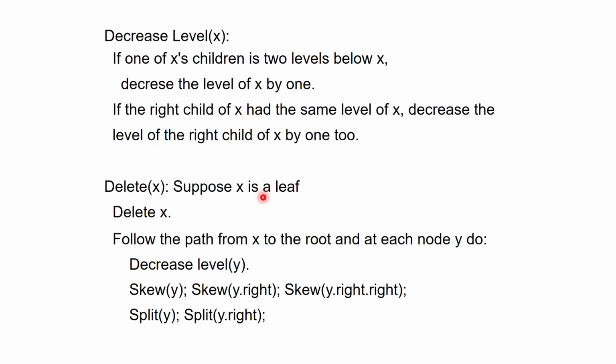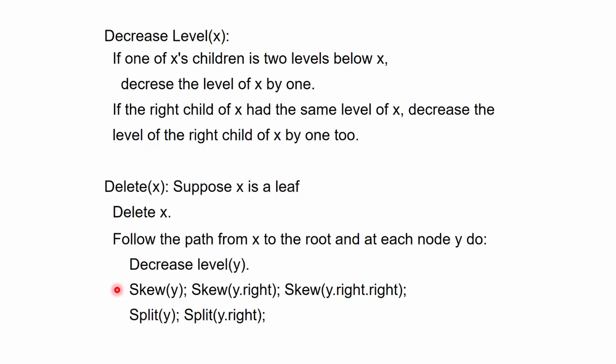There is a generic trick that you can apply to any tree to go from a leaf to any node. So let's just assume that x is a leaf now. First you're going to delete x. You're just going to remove that node, and then you're going to follow the path from x to the root, and at each node that you encounter, you're going to call a bunch of these operations. You're going to call decrease level, which we just explained, and a bunch of skews and a bunch of splits. So you're going to call skew on y, on the right child of y, and on the right child of the right child of y, and also split on y and on the right child of y.